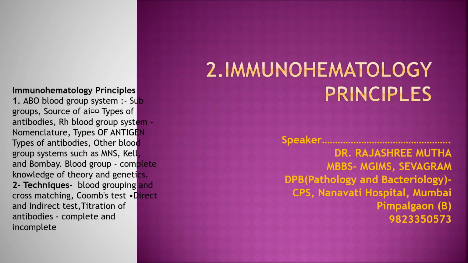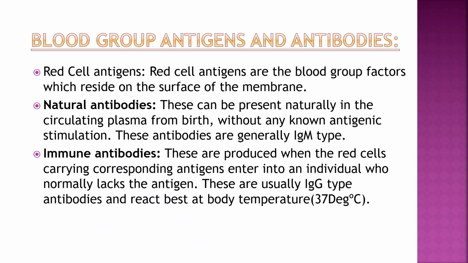Let's study immunohematology principles. So what is blood group? They are red cell antigens. The antigens present on red cell give the blood group characteristics. The opposite of that is the antibodies present in serum. They are called natural antibodies, and immune antibodies if they are produced because an antigen which is not present in blood is introduced into the blood, and then it produces antibodies. They are called immune antibodies.